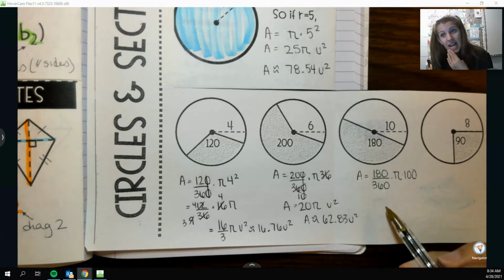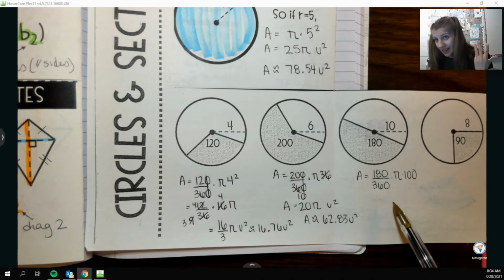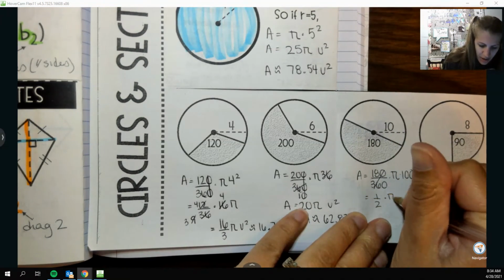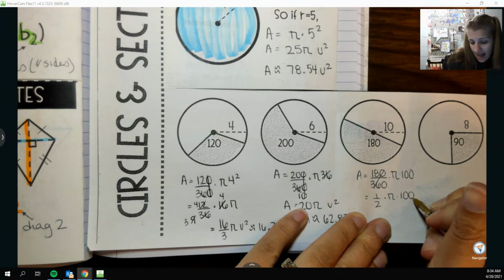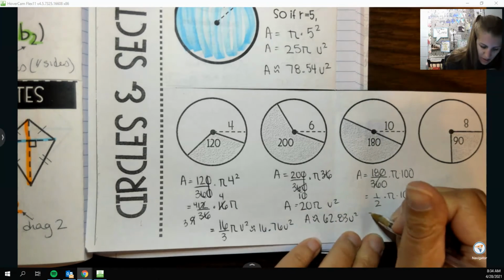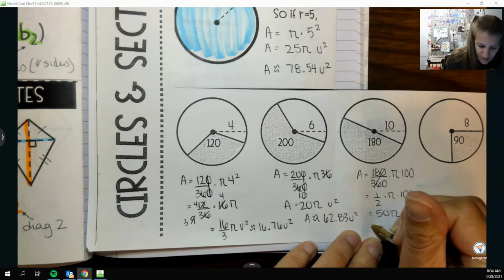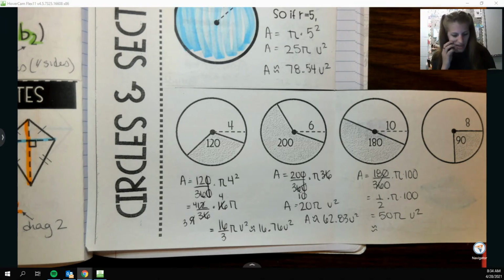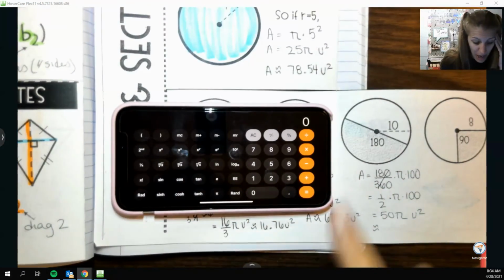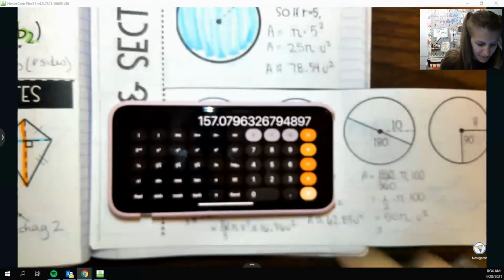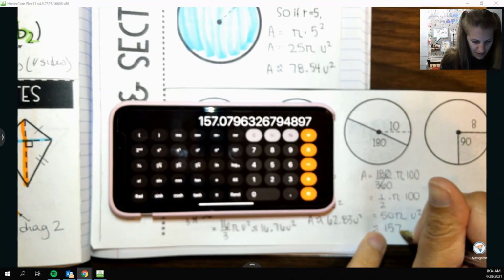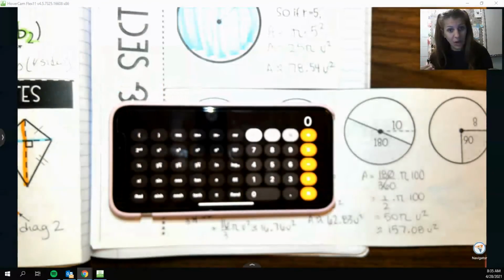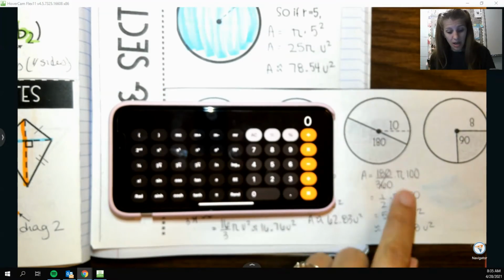Now again, if you're really good at noticing what half of 360 is, I could simplify this right now to half. And then I could just take half of 100 for 50. So 50 pi is the exact area, units squared. If I want the approximate, we're going to do 50 times pi, which is 157.08 units squared.